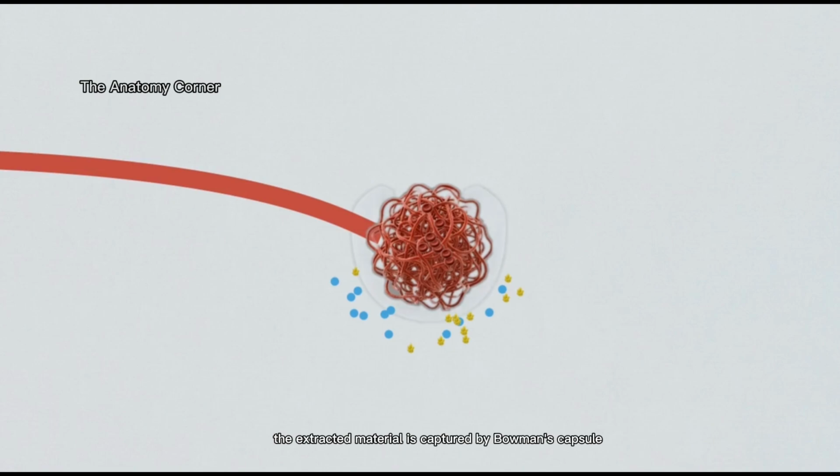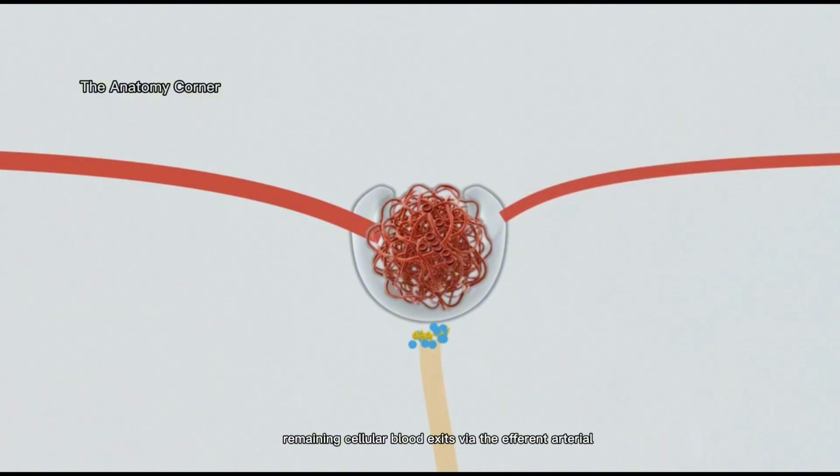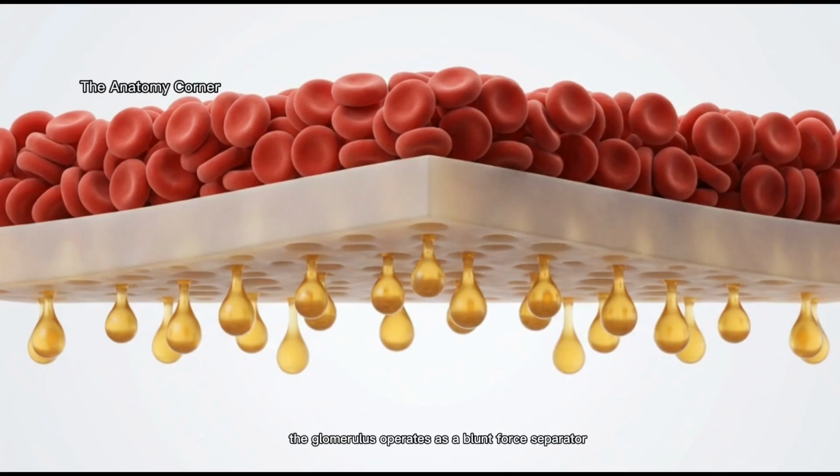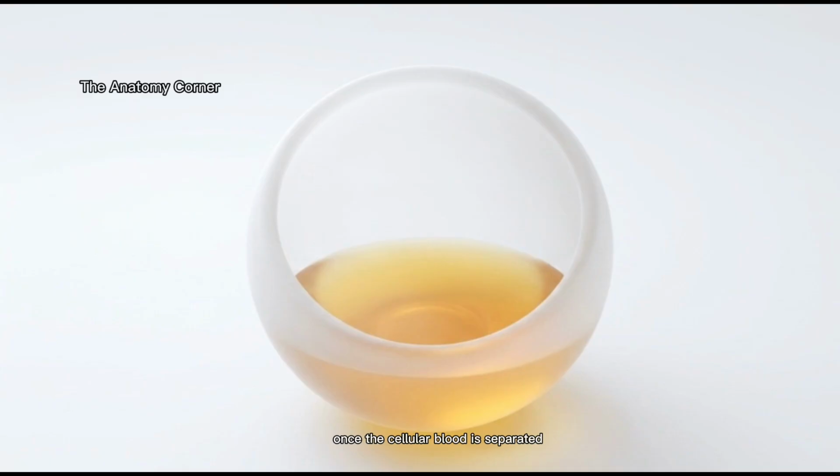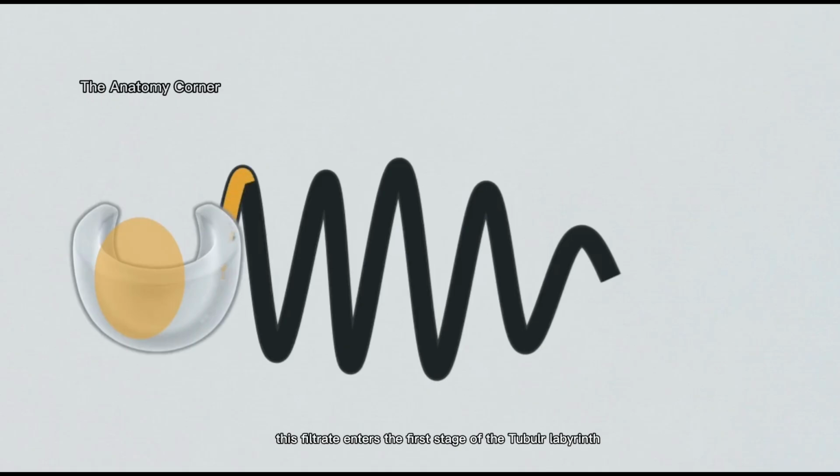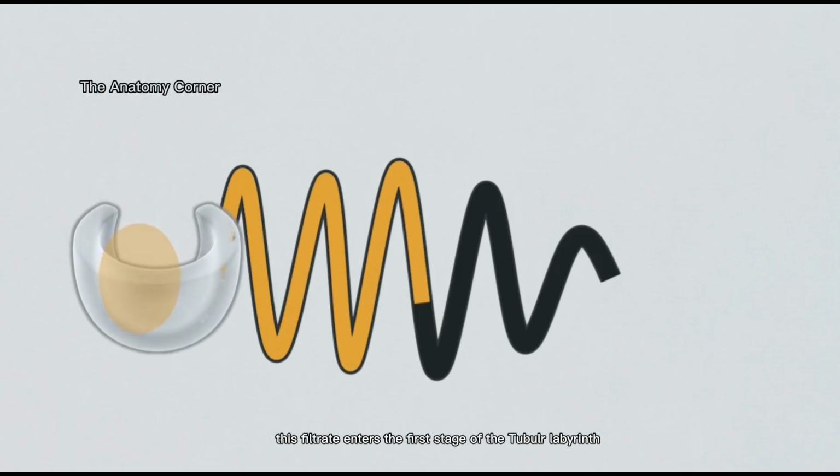The extracted material is captured by Bowman's capsule, a spherical funnel tightly enveloping the capillary knot. Remaining cellular blood exits via the efferent arteriole. The glomerulus operates as a blunt force separator, dividing bulk plasma from the essential cellular architecture of the blood. Once the cellular blood is separated, the mechanical focus shifts to the extracted filtrate, now isolated in Bowman's capsule. This filtrate enters the first stage of the tubular labyrinth.